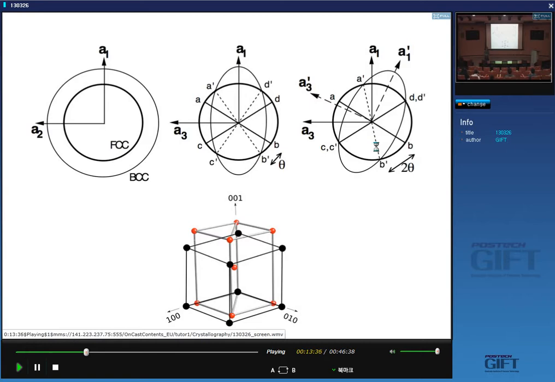I'm not talking about forced coherency. You know, when a particle is small, it might have forced coherency with elastic strains around it. But you can never get perfect matching between austenite and ferrite. And we'll prove this right now.